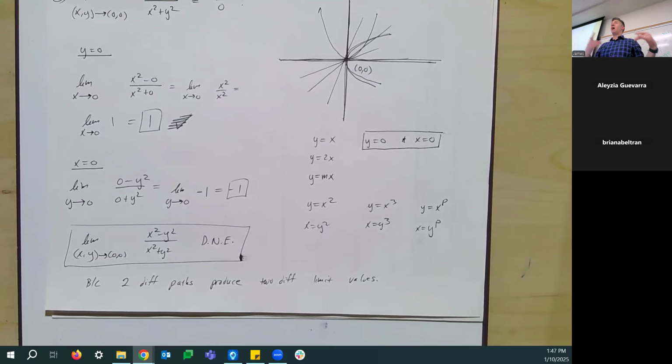If your limit is not going through 0, 0, it's usually much more complicated because it's harder to find paths that go through other points, right? 0, 0 is an easy point on the xy plane to find a function that goes to that point. Other points are more challenging, but not impossible. Let's look at some more examples.